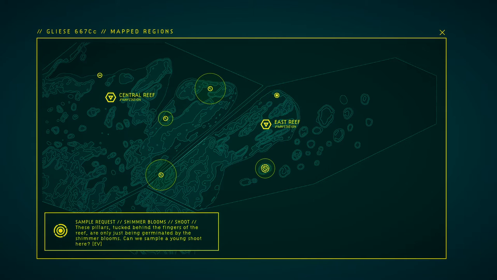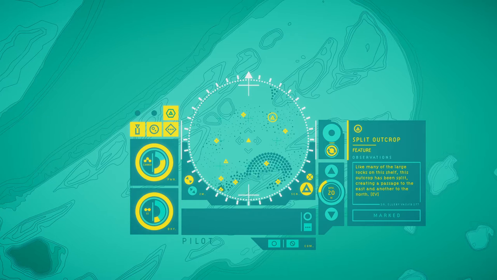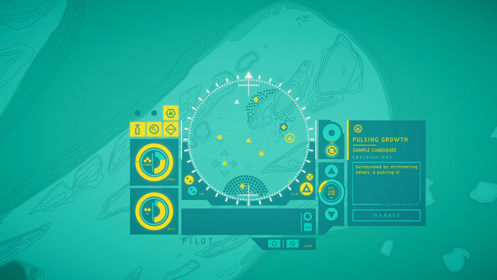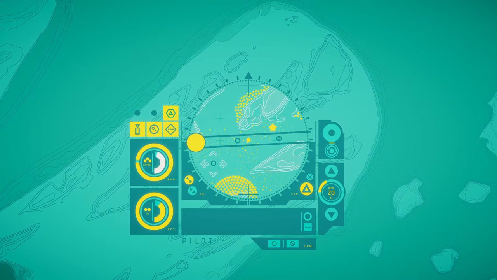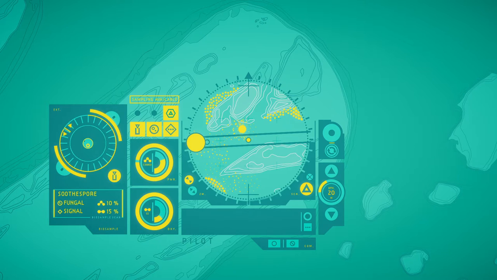These pillars standing behind the fingers of the roof are only just being ruminated by the shimmer moons. Can some of them shed here? Now I'm not so sure. Like many of the large rocks on this shelf, this outcrop has been split, creating a passage to the east and another to the north. Surrounded by shimmering petals of massive stalk plants outspores, do these carbonate particles feed plants too? We can see. It's actually quite easy to check.